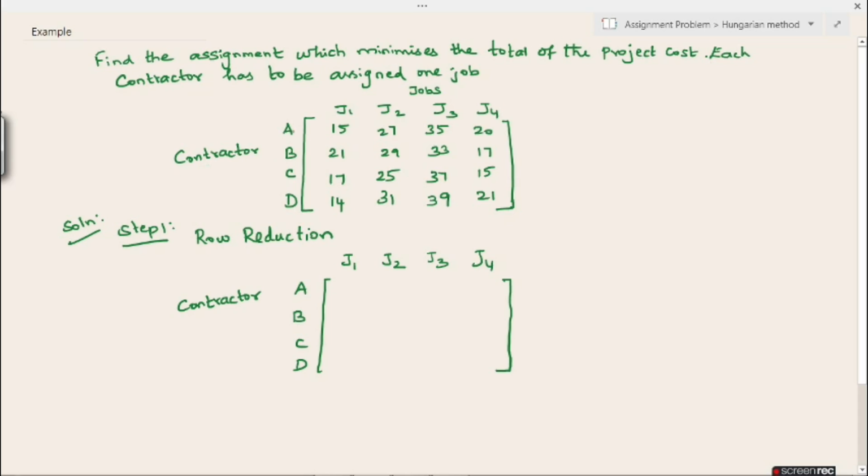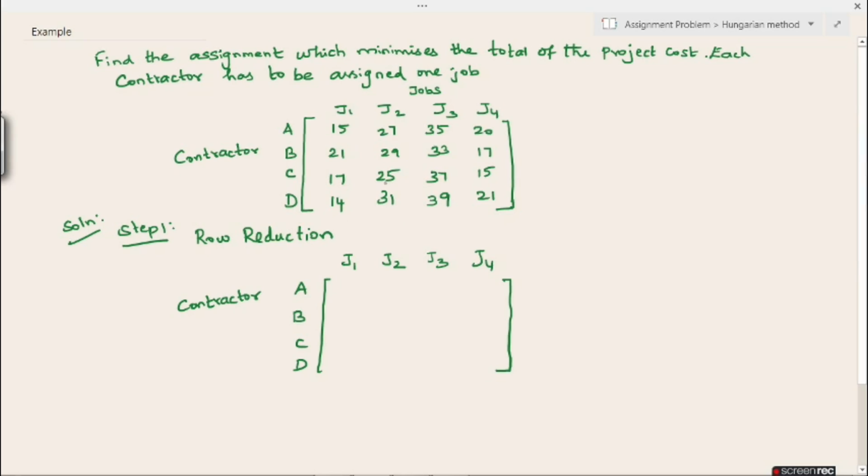In that matrix, 4 contractors, that is A, B, C and D, are given. Similarly, 4 jobs, J1, J2, J3 and J4, are given. And these are the cost values. We have to find the assignment which minimizes the total of the project cost.